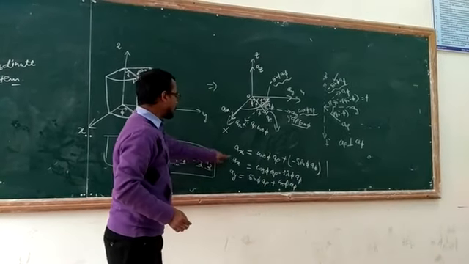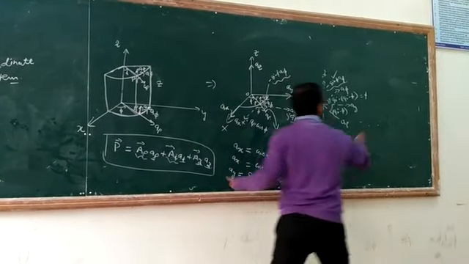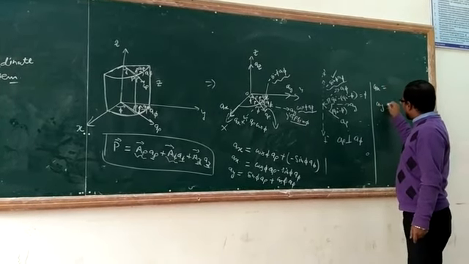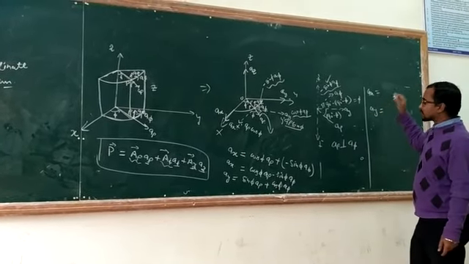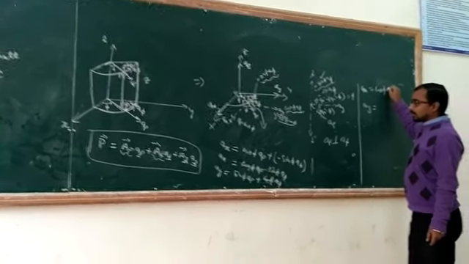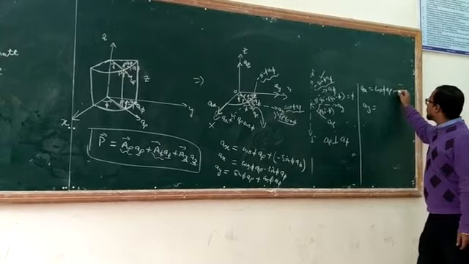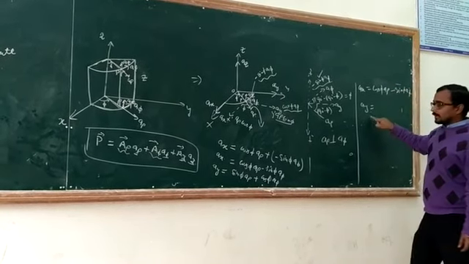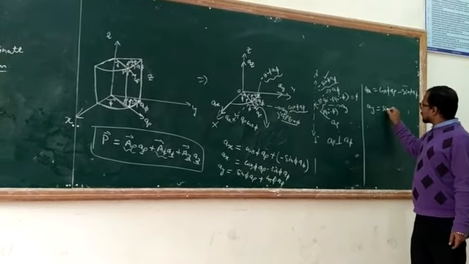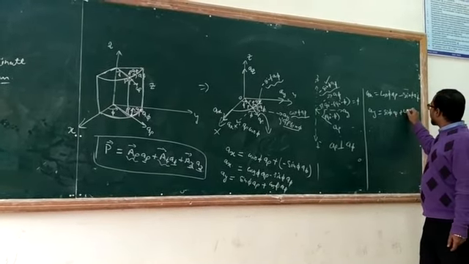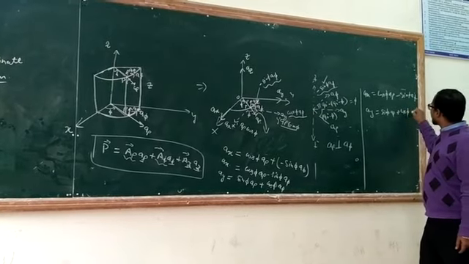That means the two components of the Cartesian coordinate, ax and ay, in cylindrical coordinates are: ax equals cos phi a rho minus sin phi a phi. In the ay case, it is sin phi a rho plus cos phi a phi.